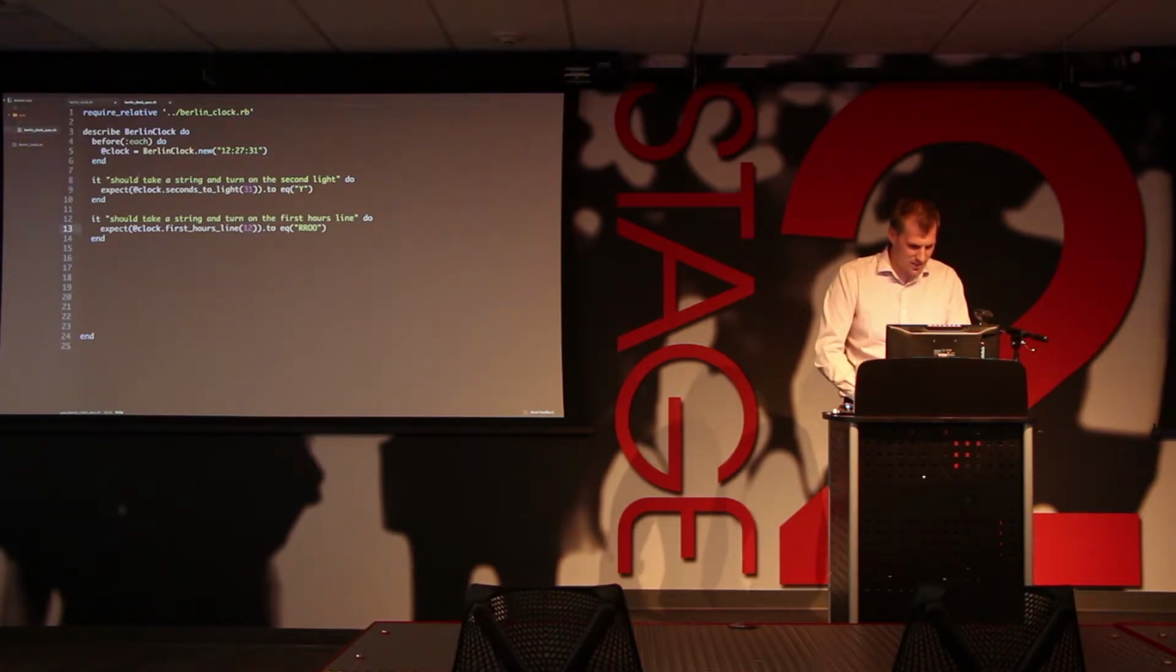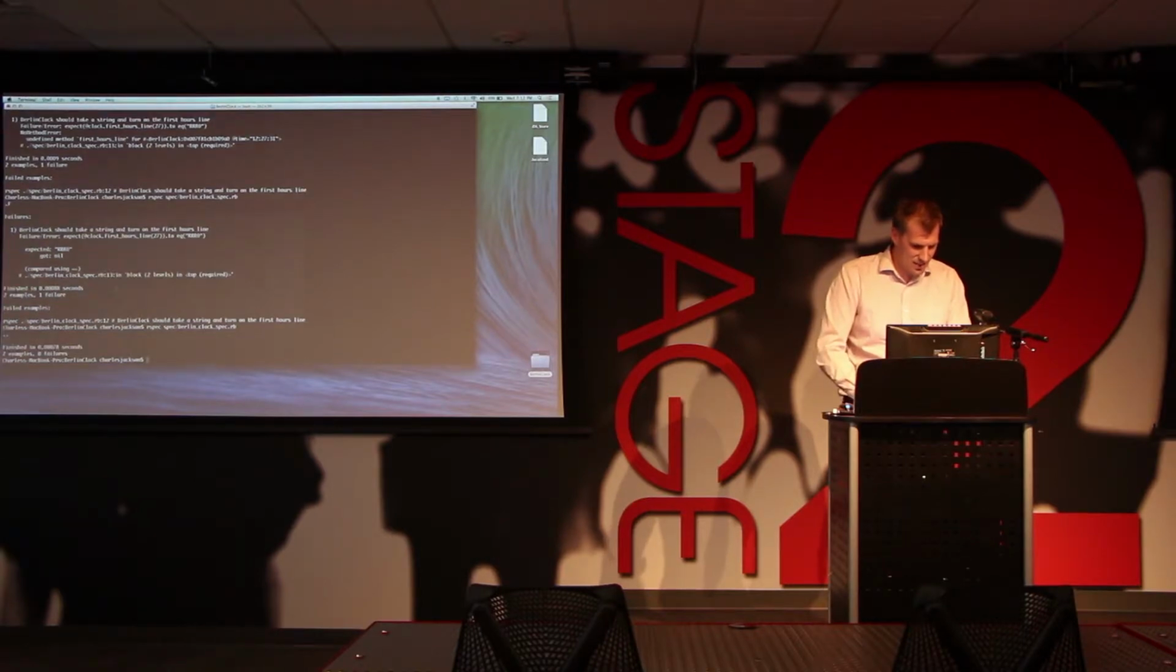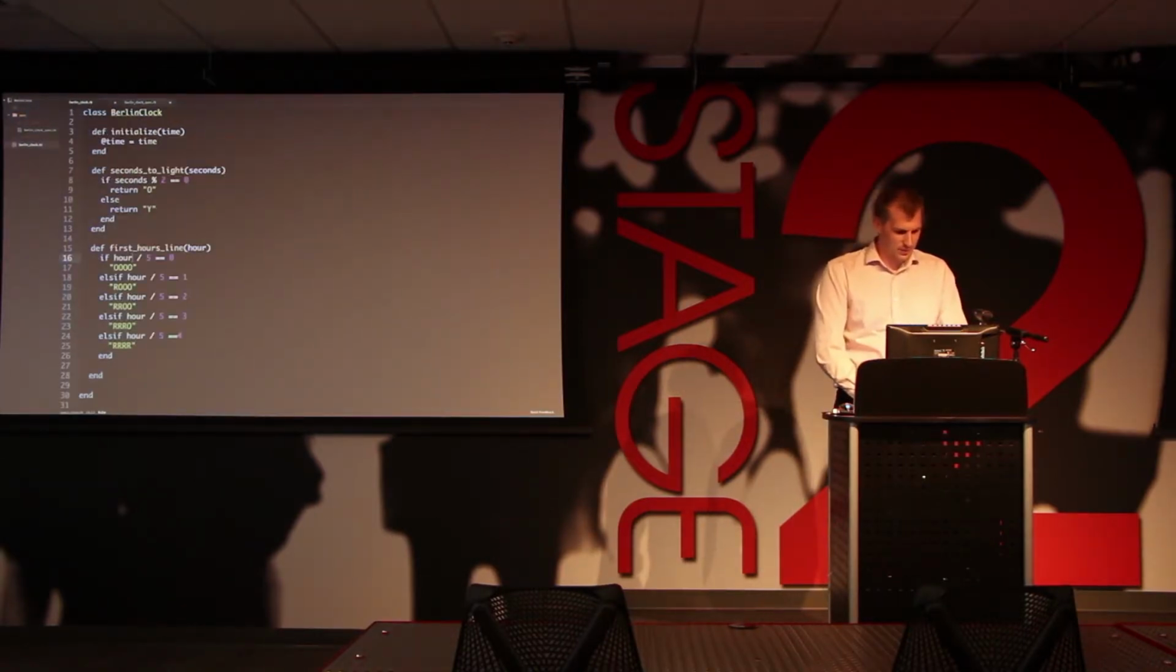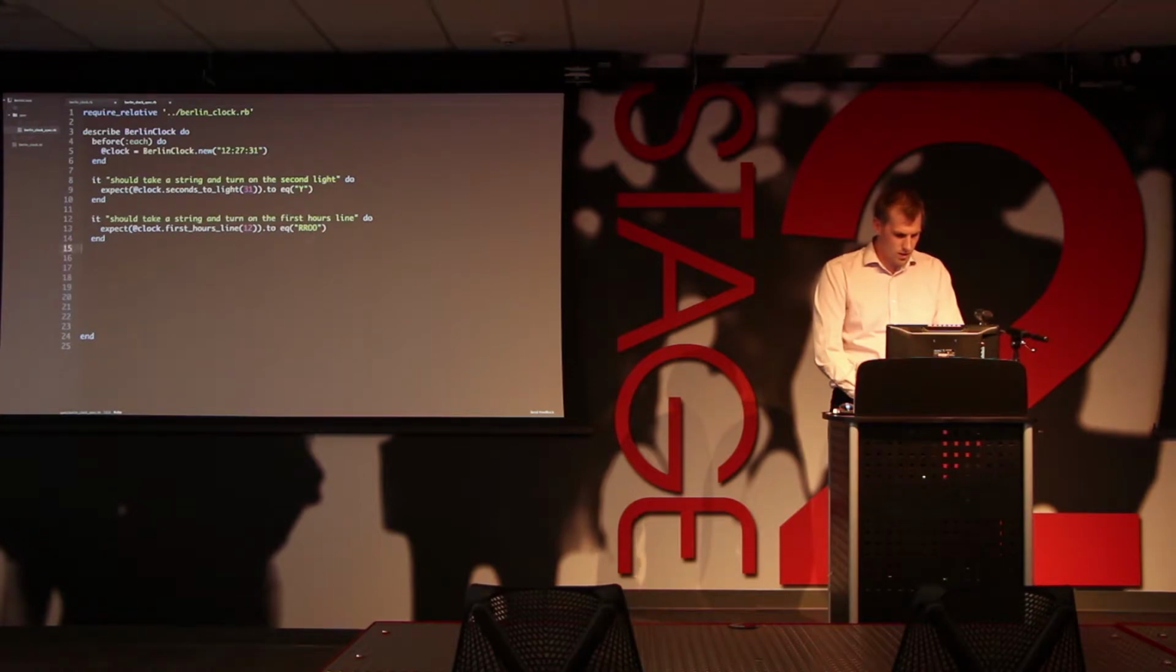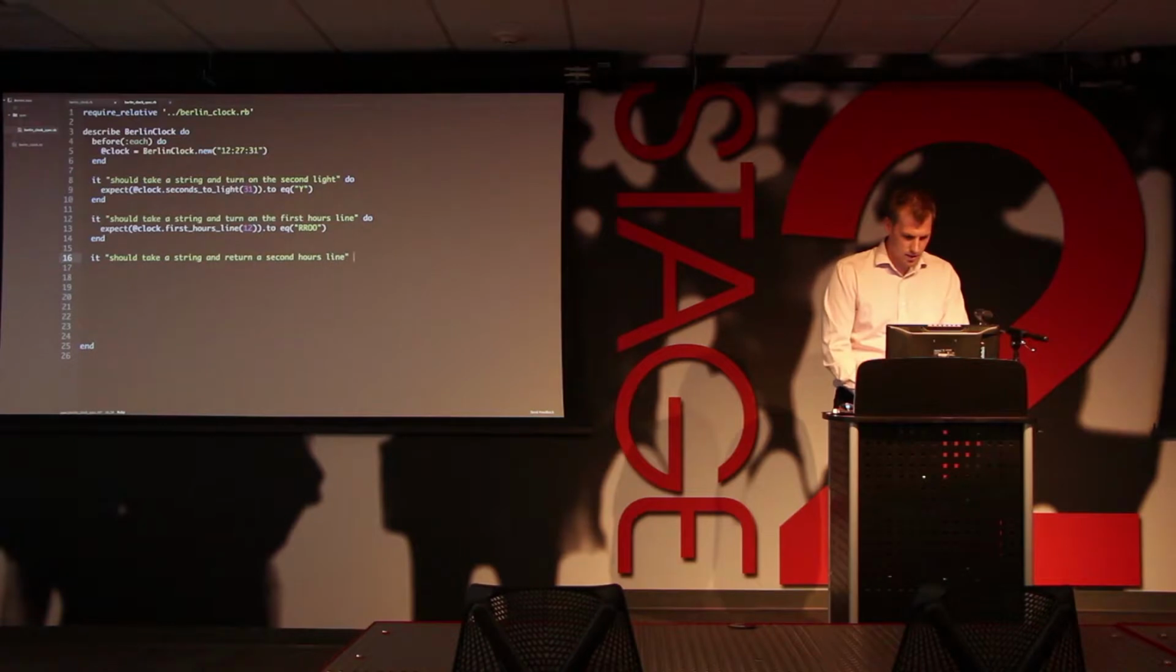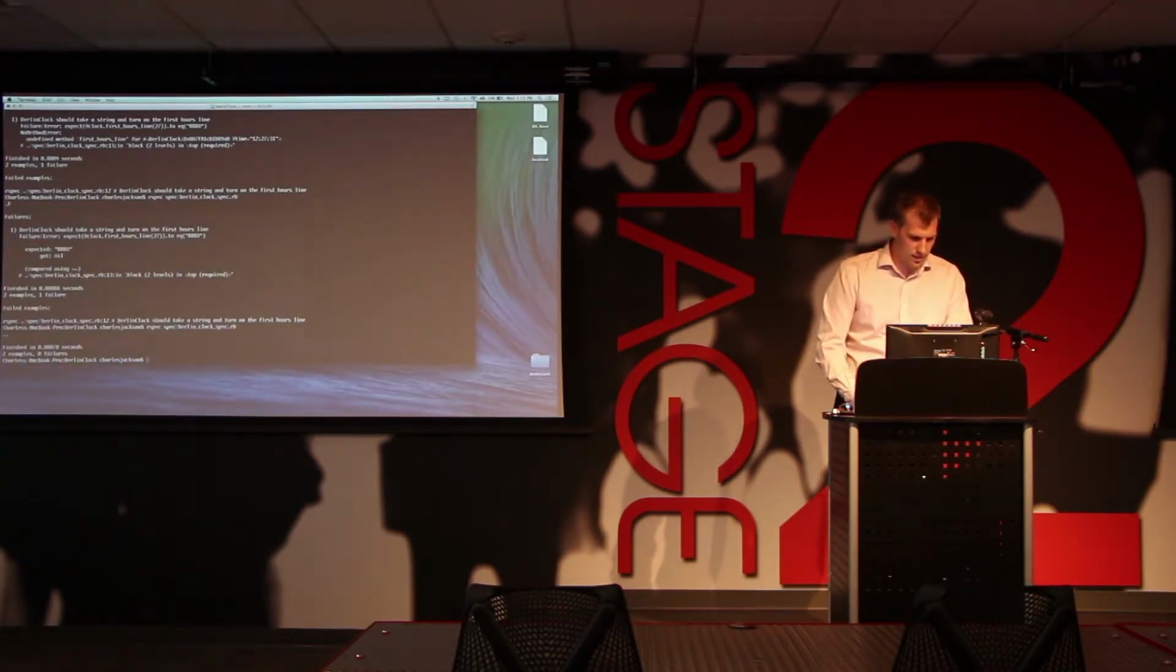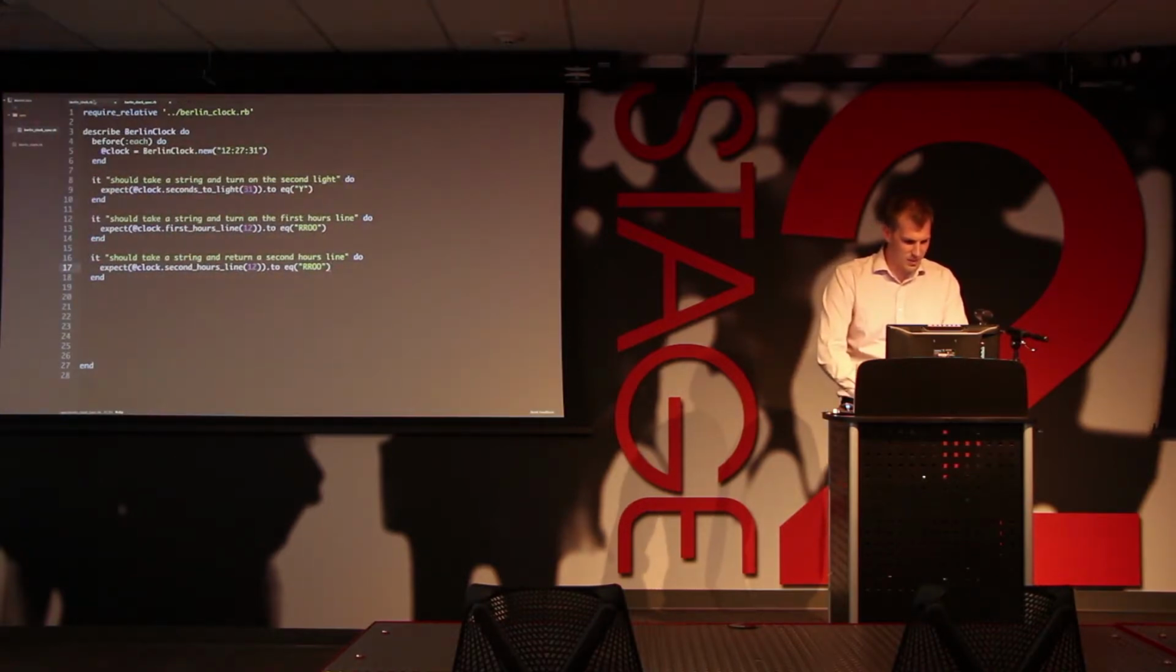All right. So, there we go. Okay, so now I'll go to the second hours line. It should take a string and return a second hours line, and I'll expect second hours line 12 to equal RRO, same as the first one, but in a different context. So now I'll test it, and it fails. Yeah, I'm excited about the failure.